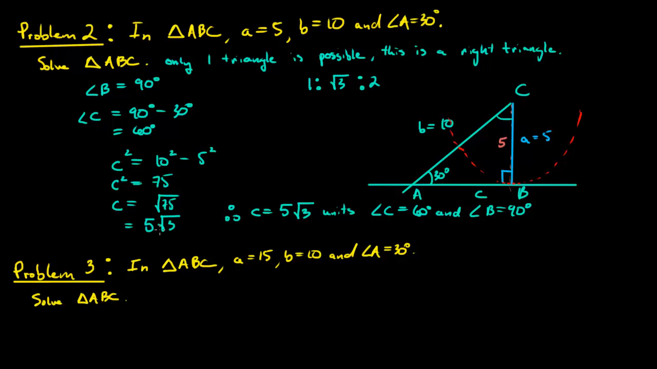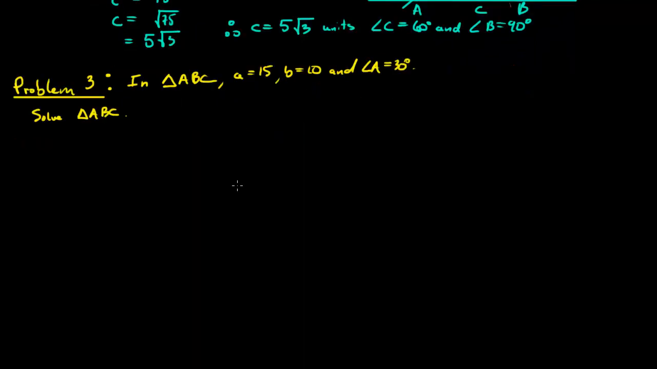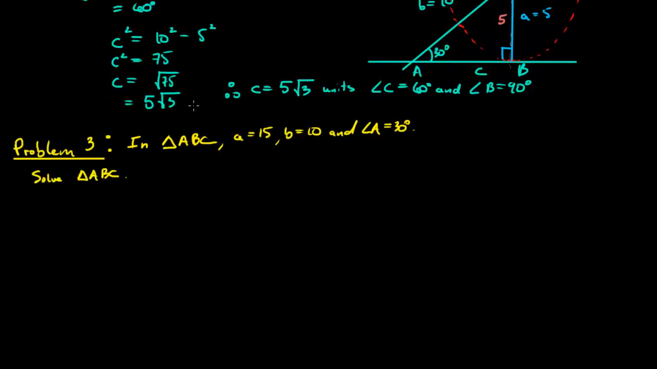So lastly, and this isn't the last case, it's just going to be the last case that we'll cover in this video, and then in the next video in the series we'll actually cover the ambiguous case. But here we're told in triangle ABC, we have that A is equal to 15, B is equal to 10, and angle A is equal to 30. So in this case, let's draw this out.